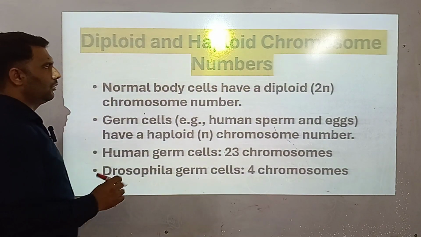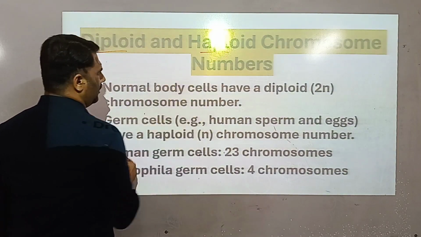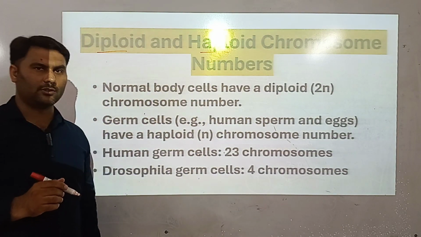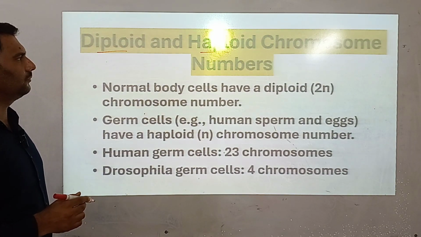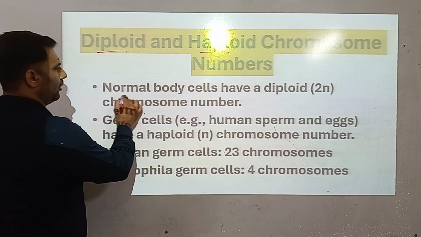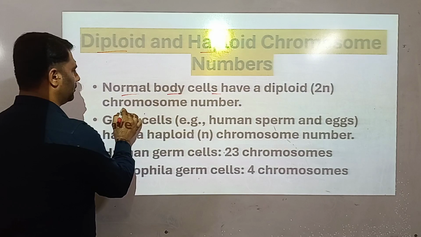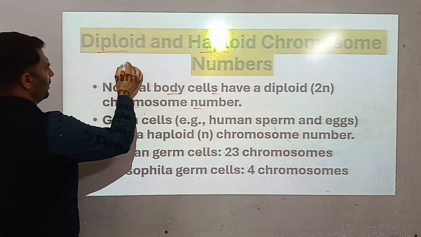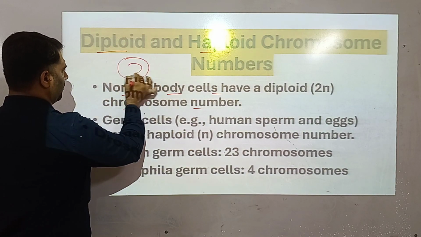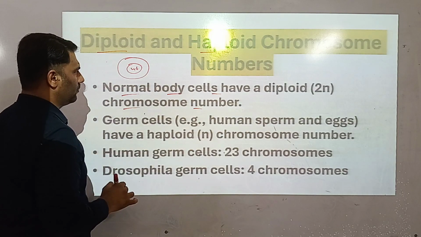According to the chromosomes, individuals are known as diploid and haploid. When the chromosomes are in the form of pairs, the individual is called diploid. When there is a single chromosome set, this is haploid. So the normal body cell has the diploid number of chromosomes. In humans, every somatic cell contains 46 chromosomes.